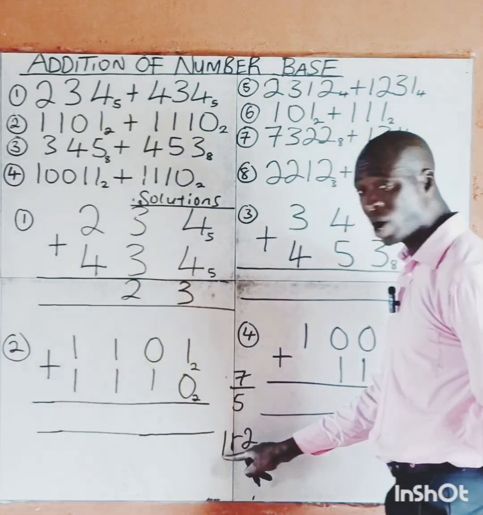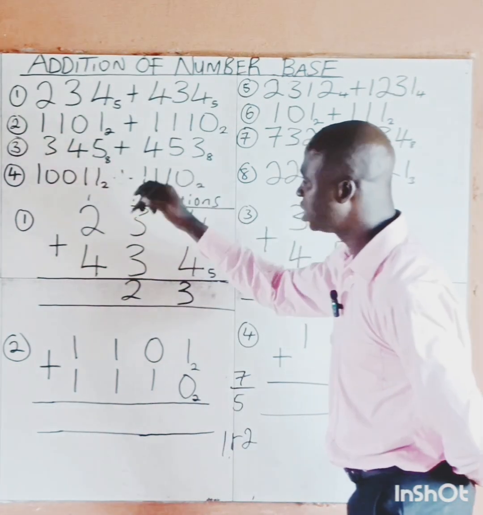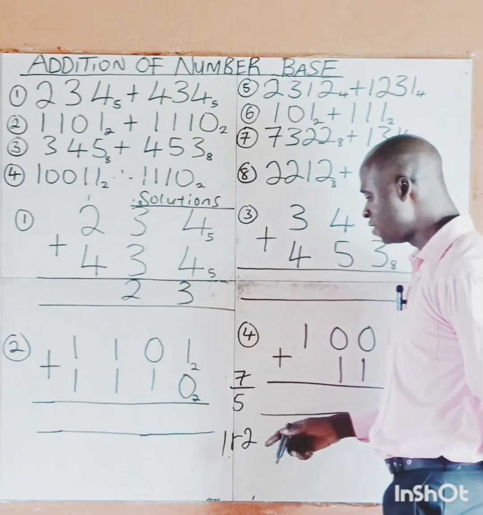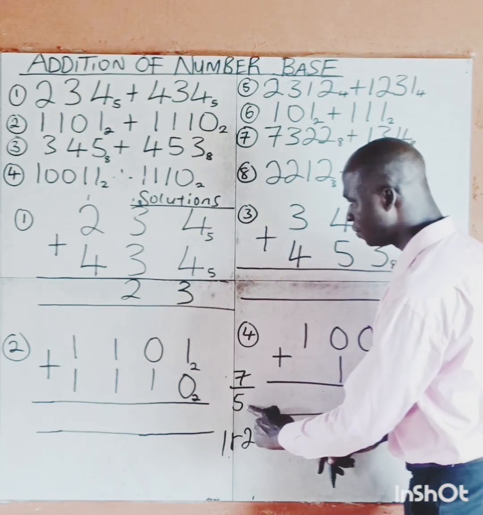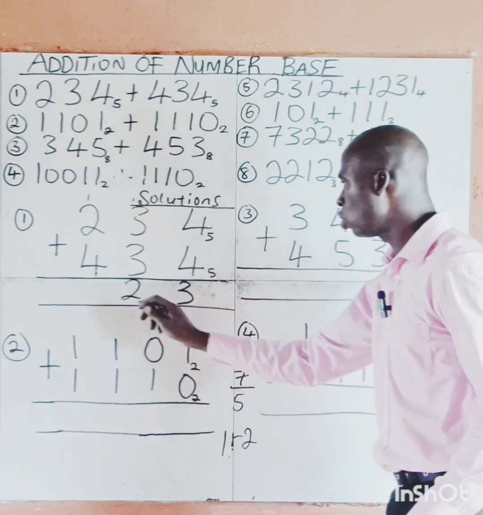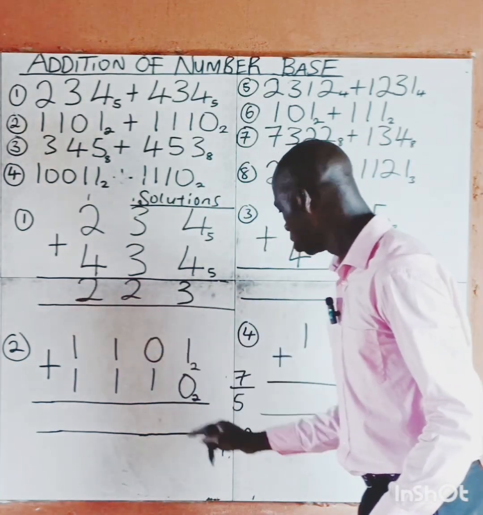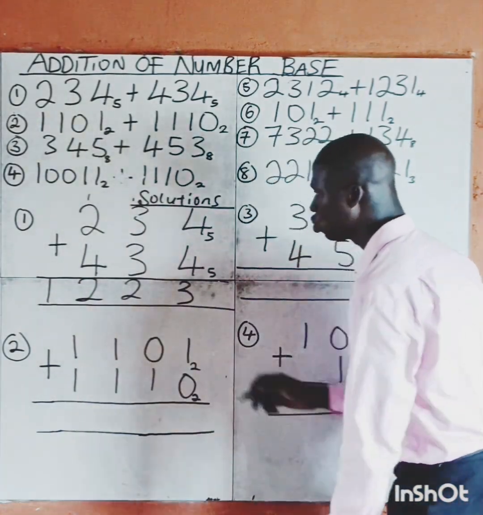Then I will take this 1. I will write my remainder first. I will take this 1 and place the 1 right here. Now 1 plus 2 plus 4 will give me 7 again. Now if I should do 7 divided by 5, it will still give me 1 remainder 2. Always write your remainder first. So I will come here and write my remainder, which is the 2. Then can you see this one? I will place it right here. So this is the solution to question number 1.